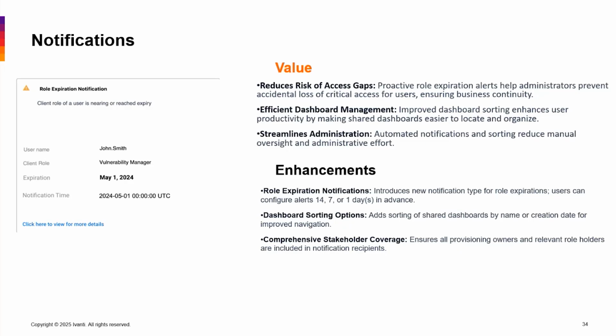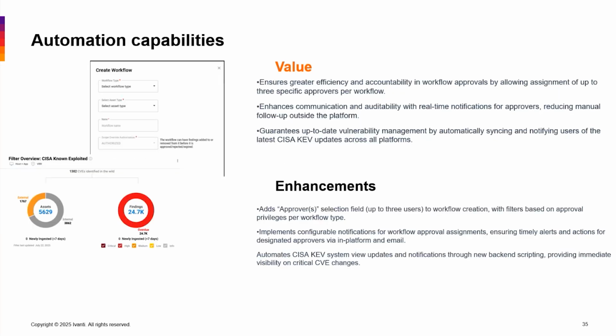So along with this, we did some usability changes as well. We have user dashboards. Now we provided the ability to sort those dashboards in terms of alphabetical order or creation date. So this is again on the usability side. So these two are from notifications and usability.